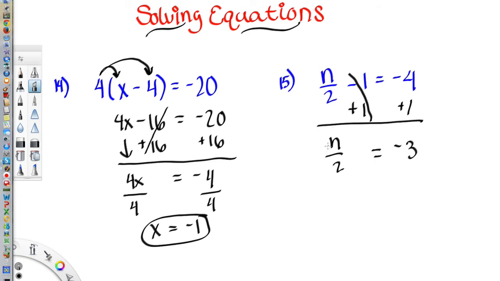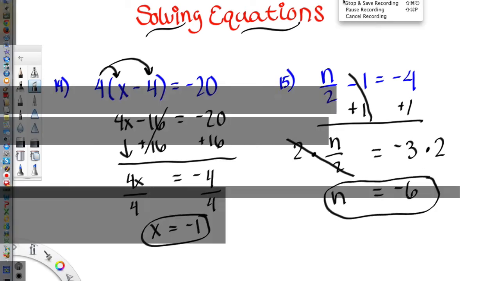And so now I have n divided by 2 is equal to negative 3. Well, what's happening to n? It's being divided by 2. If I wanted to isolate n, that's always the goal, to get the variable all by itself, I need to perform the inverse operation, which the inverse of divide by 2, you guessed it, is multiply by 2. And what I do to one side of the equation, I must do to the other to keep it balanced. My 2's cancel out. I'm left with n on the left side, and on the right side I have a negative 3 times 2, which is a negative 6. Another one down. Let's look at two more problems.